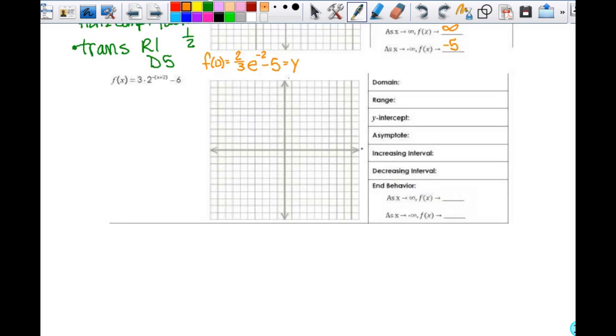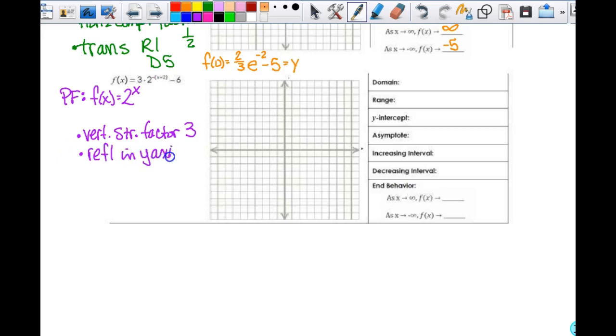Okay, let's look at this third one. So I'm going to first write my parent function, still an exponential. So f of x is equal to 2 to the x power. My transformations, I have a vertical stretch, a factor of 3. This negative is going to be a reflection in the y-axis. And then I'm going to translate left 2, and down 6. So I have a horizontal asymptote, go down 6, so 1, 2, 3, 4, 5, 6, right here.